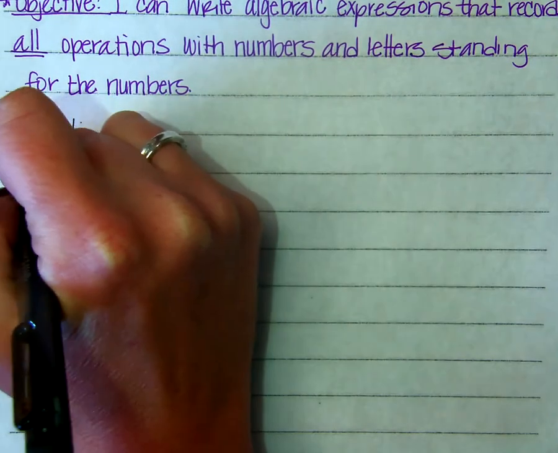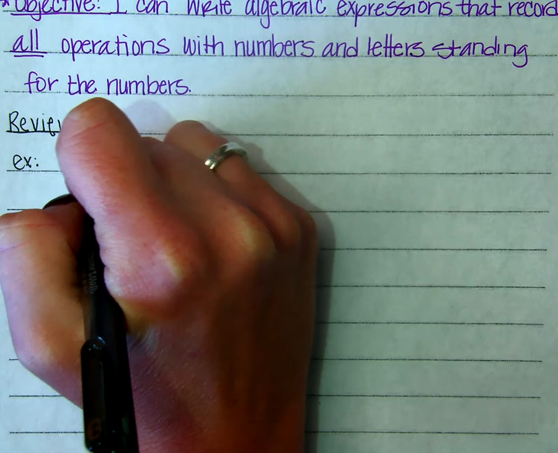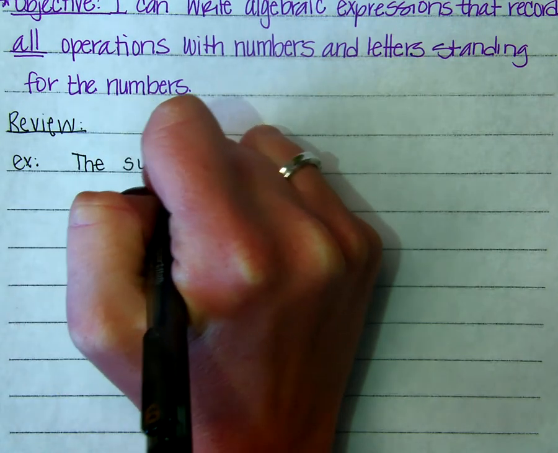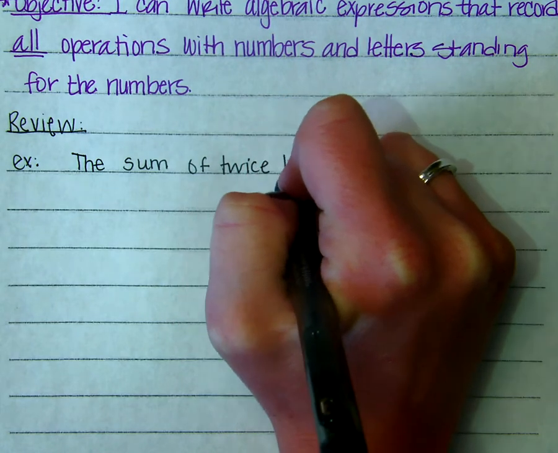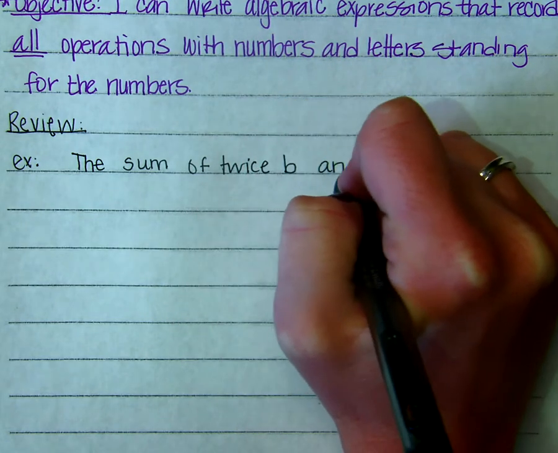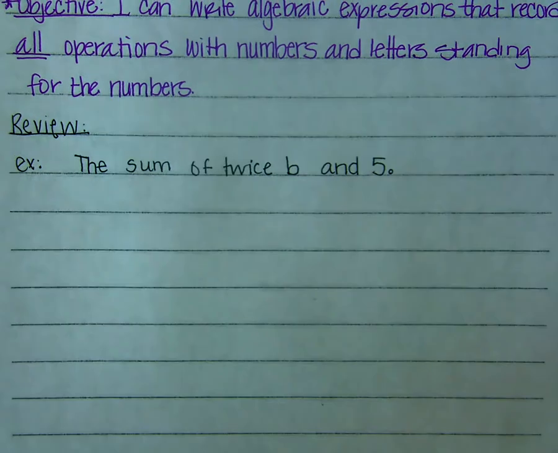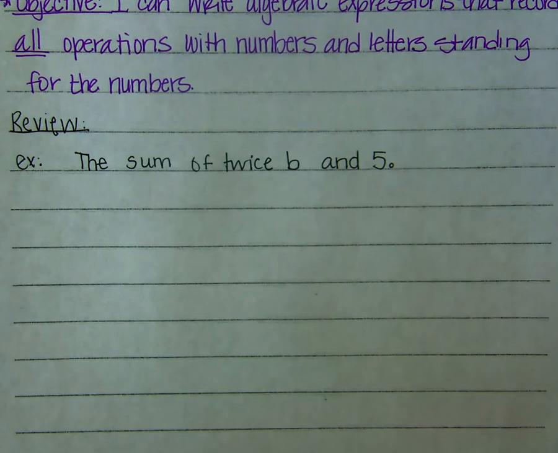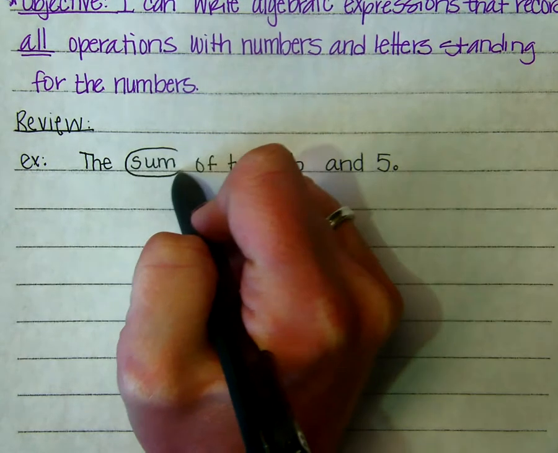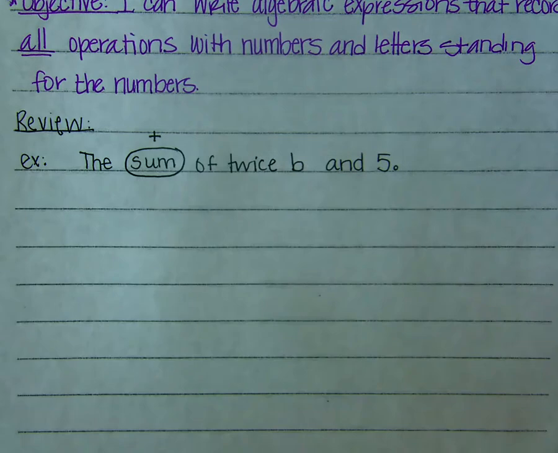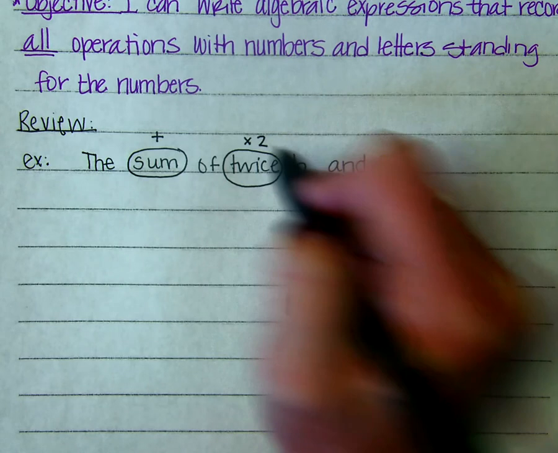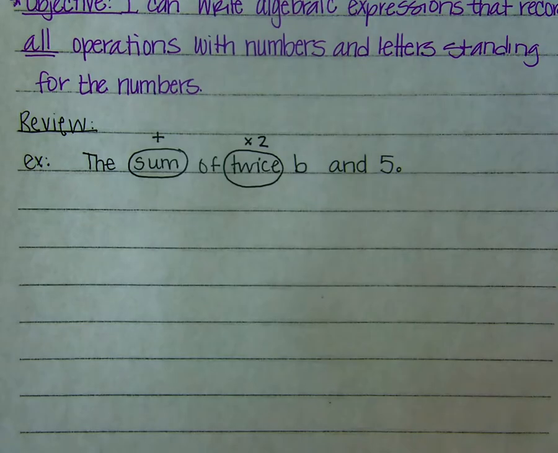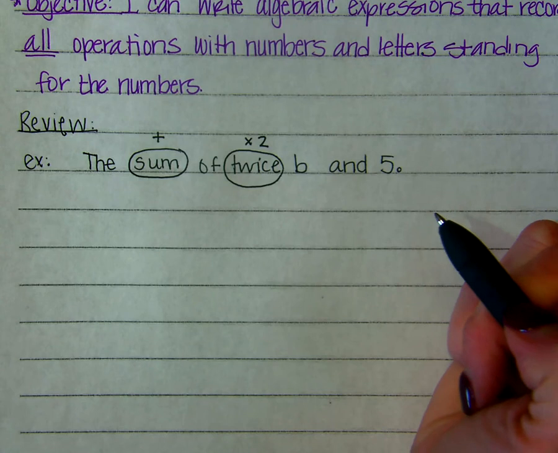So here our example is the sum of twice b and 5. So what I'm going to do is I'm going to pay attention to the key words that I see in the sentence, which is sum. Sum I know means plus. Twice means times by 2. And then I have the rest.